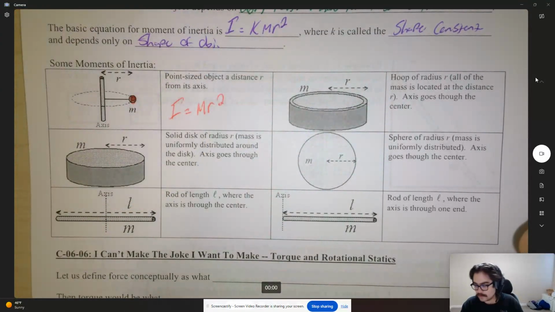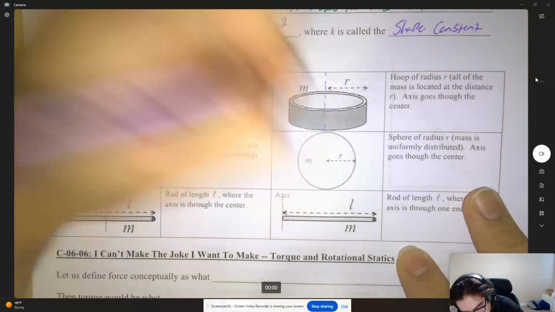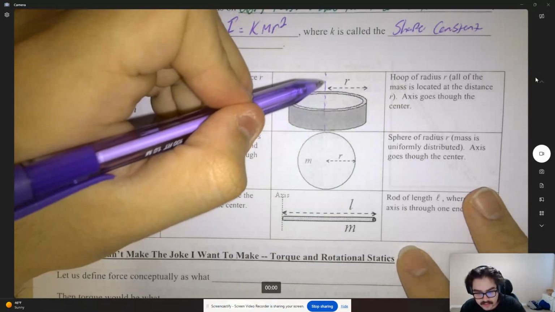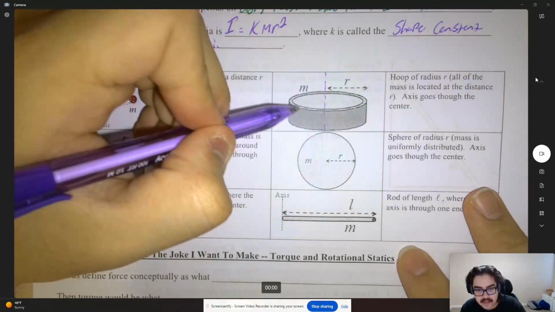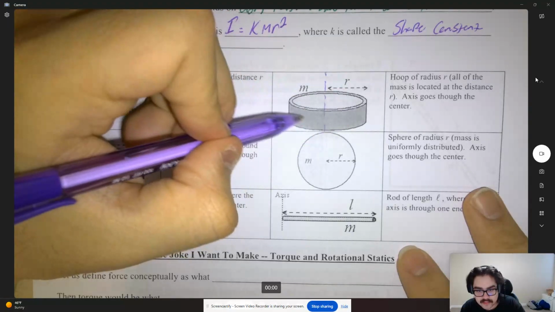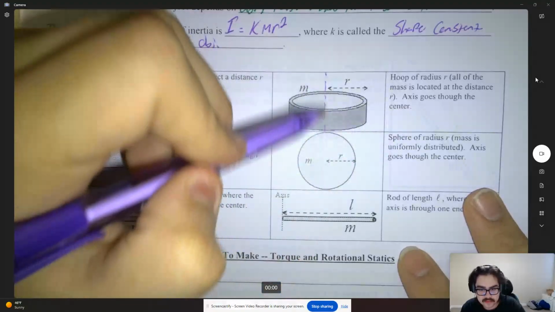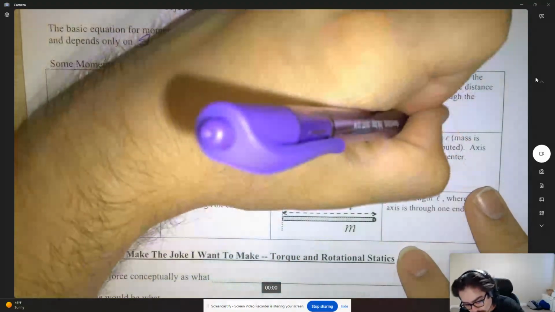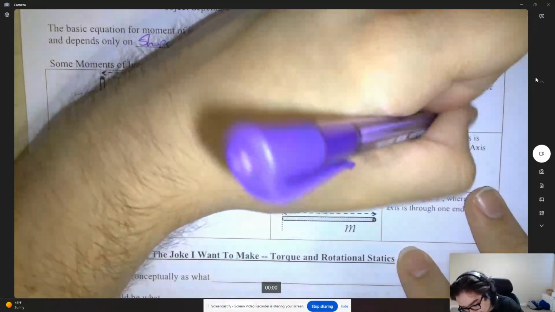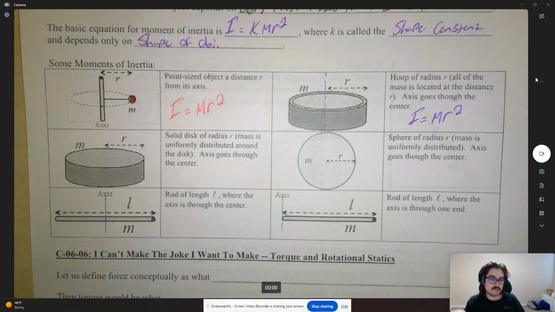If you have a hoop of radius r, the axis goes through the center, and you notice that we have no mass at the center. All the mass of the hoop is located at the end. So this is also going to have a very high moment of inertia. It's also just mr squared, because the shape constant is 1.